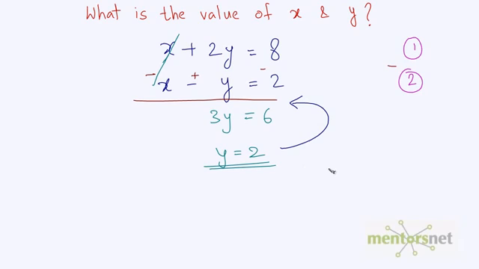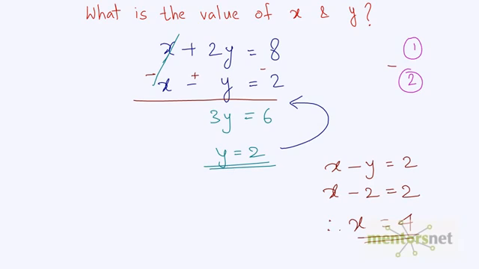So equation 2 is x minus y is equal to 2. The value of y is 2. So x minus 2 is equal to 2. Therefore, the value of x is equal to 4. So you have the value of x and the value of y.